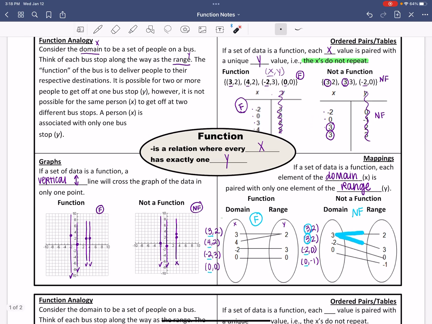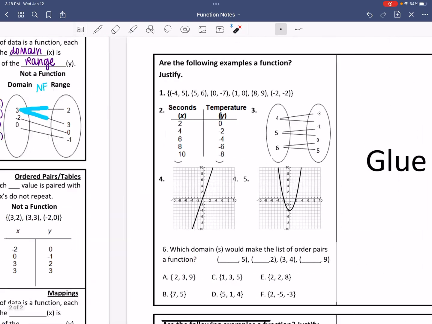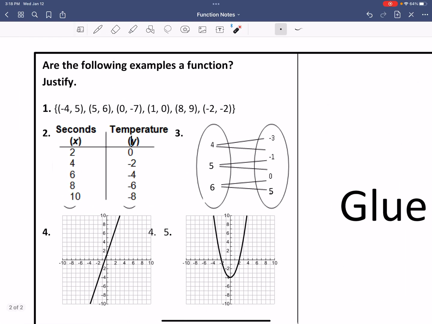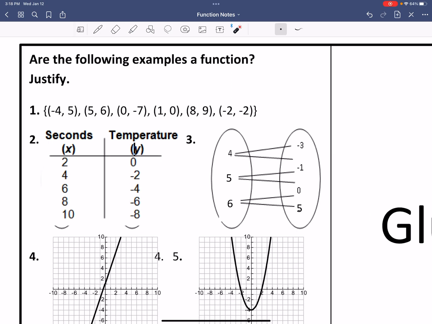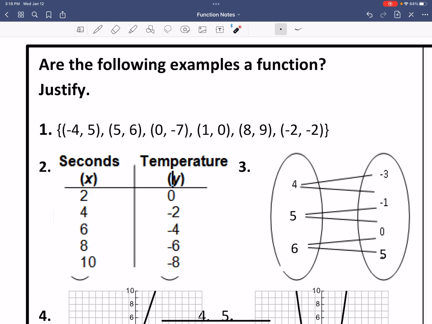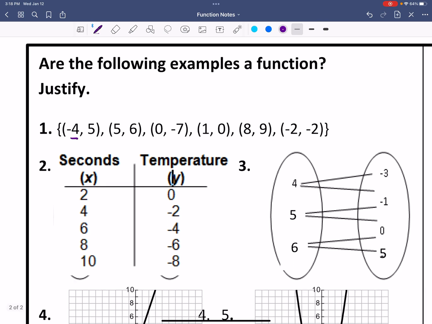So that's going to be the front page. We're going to look at the back for a couple more examples. Here it says, are the following examples a function? We're going to look at number 1, and we're looking at ordered pairs. Remember, when we're looking at ordered pairs to determine if they are functions, we are looking at the x values. So here I have -4, 5, 0, 1, 8, and -2.